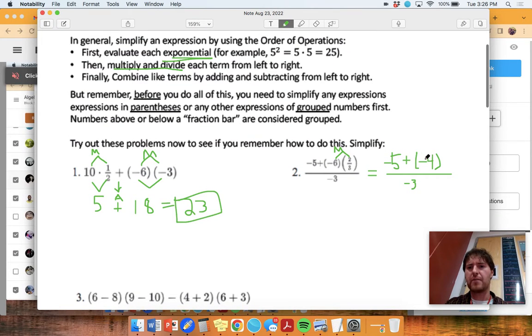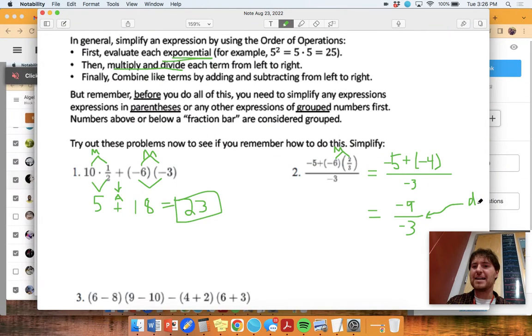I have -5 plus -4, and that's going to equal -9. And so again, I'm just simplifying my grouping here. So my numerator is -9 now, and my denominator is -3. Okay, so what does the denominator do to a numerator? If I have this fraction bar there, it divides. Same thing as divide, right?